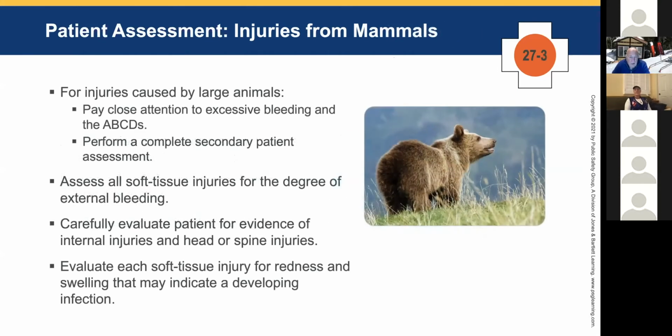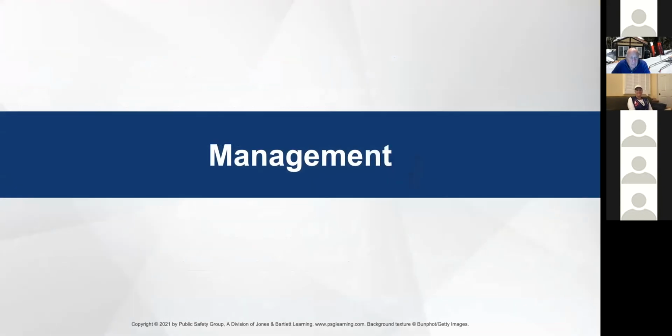We talk about large animal injuries, and we talk about paying close attention to excessive bleeding in the ABCDs. We perform a secondary patient assessment. This is just simple trauma injury and normal procedure as you've been doing through the past 20 chapters, nothing really new here. Talk about management.